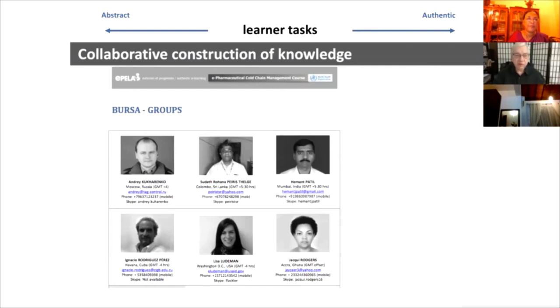So 3-person teams. Here you see 2 of the teams. There's a learner there from Sri Lanka in Colombo, and a learner from India. That was one of the teams, Russia, Sri Lanka, India. Another team was Cuba, USA, and Ghana. And so the 15 learners or 25 learners or however many we would have in the online courses would again be put in teams of 3 to work together.